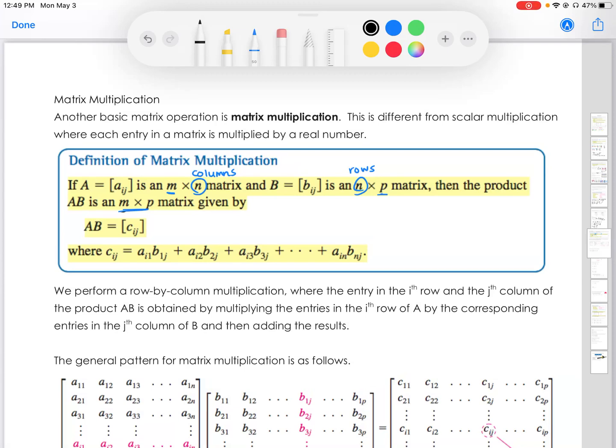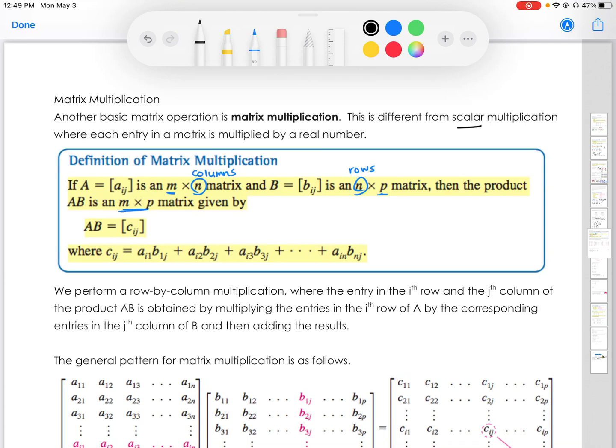7.5, part 2, matrix multiplication. So another operation we can perform is matrix multiplication. It's different from scalar multiplication because with scalar, we're just taking every entry and multiplying by a number. This time with matrix multiplication, we're going to do something a little bit different.